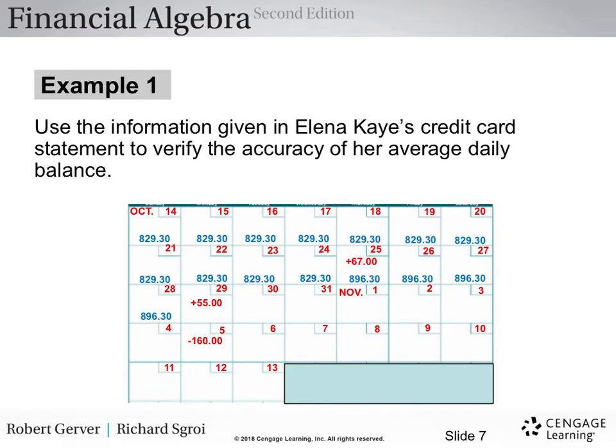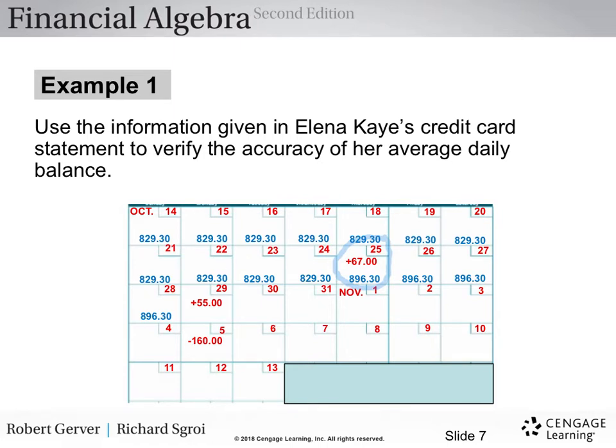Now, let's look at what happens on the 25th of October. Remember, she made a purchase of $67. So now the average daily balance increased. It was $829.30, now it's $896.30. And it remains $896.30 all the way through the 28th.